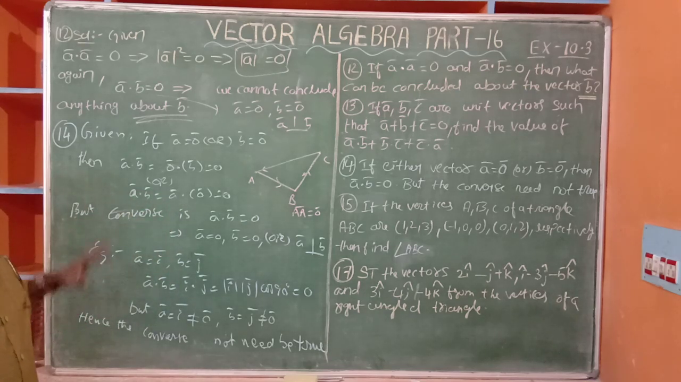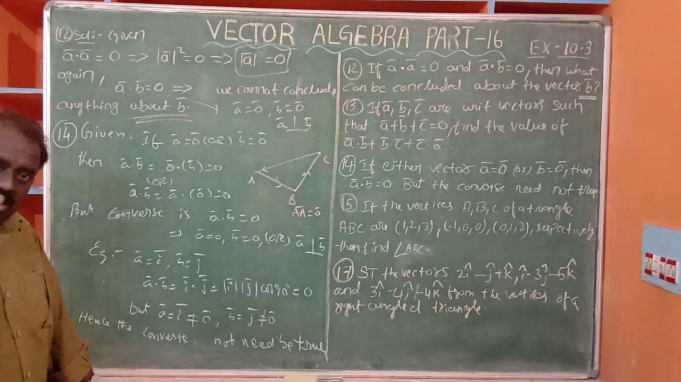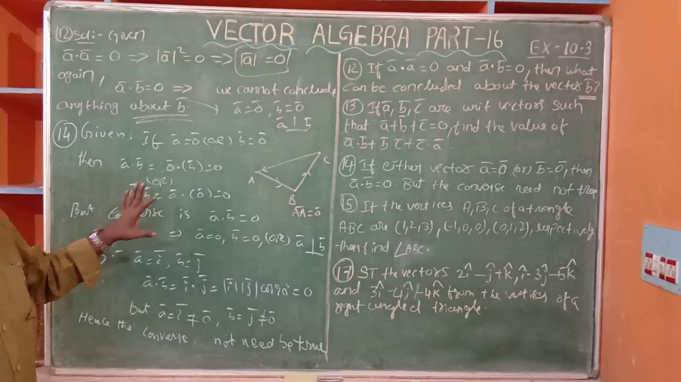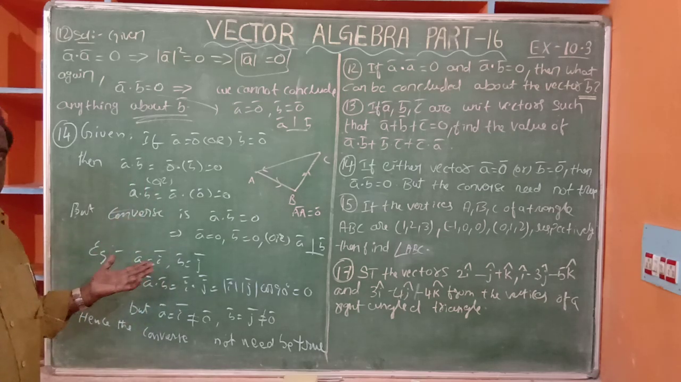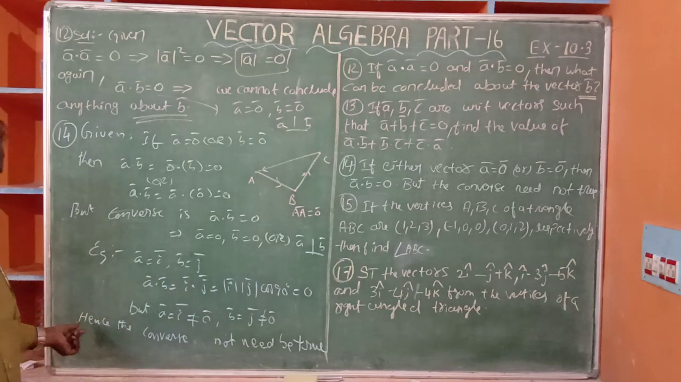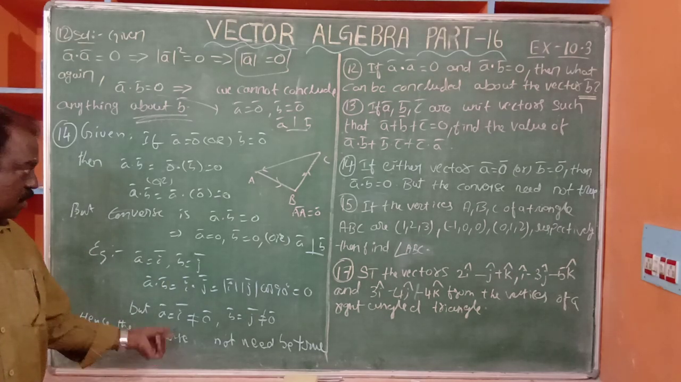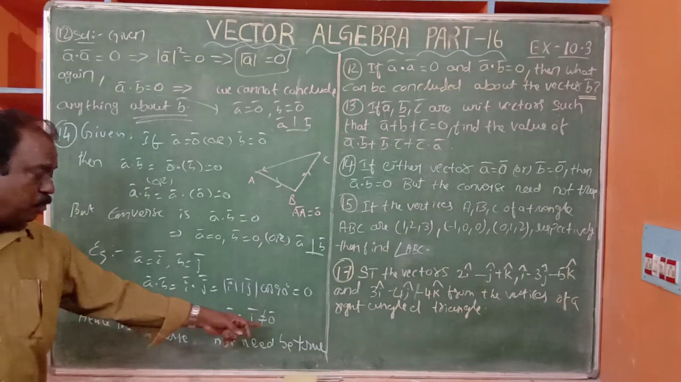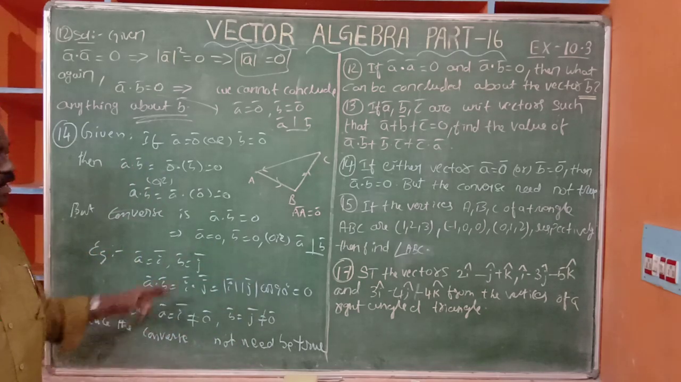The statement is okay: if A bar or B bar is a null vector, 0 vector, then the dot product or scalar product A bar dot B bar is equal to 0. Yes, that is okay. But in reverse order, it need not be true in all cases. So hence the converse of this statement need not be true. Like that we have to prove.